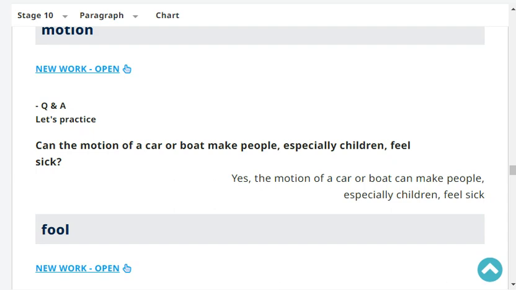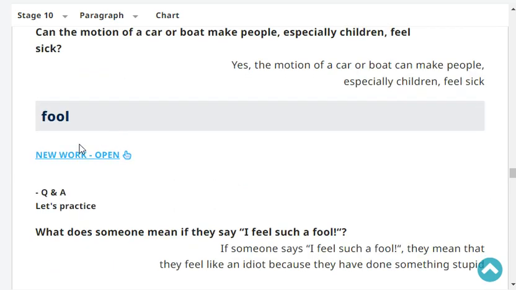Very good. Okay, so that's the end of our revision. So let's start new work. Okay, but before that, let's reconnect first. Okay, one moment. Okay, let's start. Repeat. Fool. Very good.